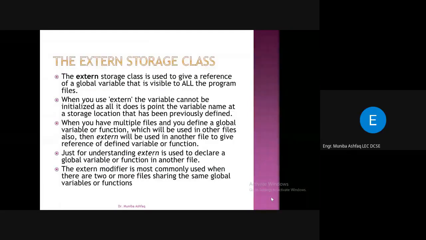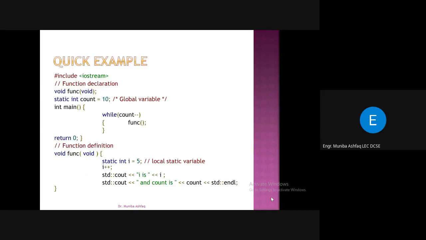So next storage class is the extern storage class. The extern storage class is used to give a reference of a global variable that is visible to all the program files. So extern is usually used in that case in which you have multiple files. You can see that this program is one file, with hash include and some program. You can have a second file, third file, multiple files, right?